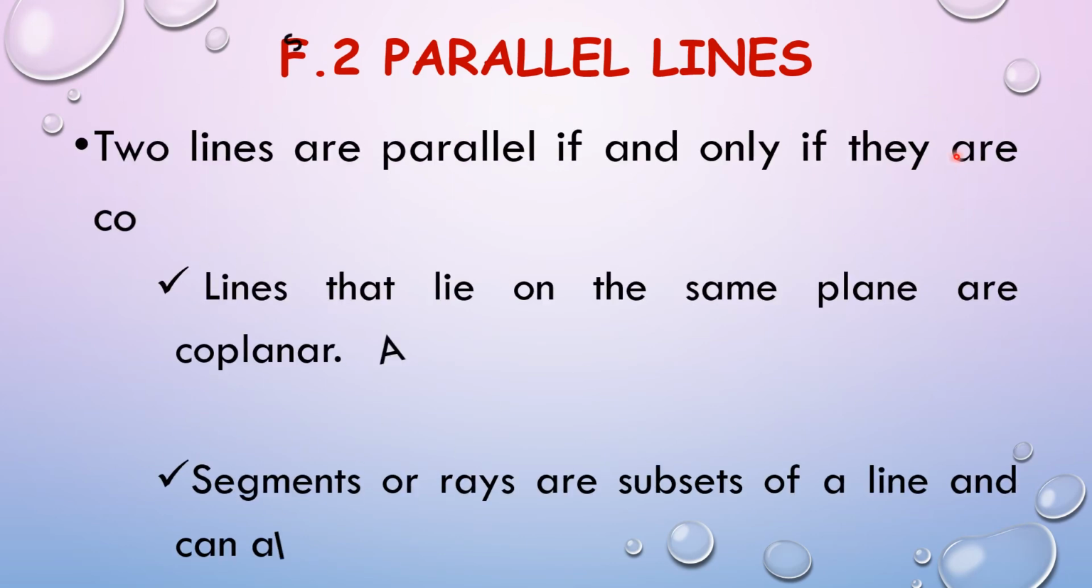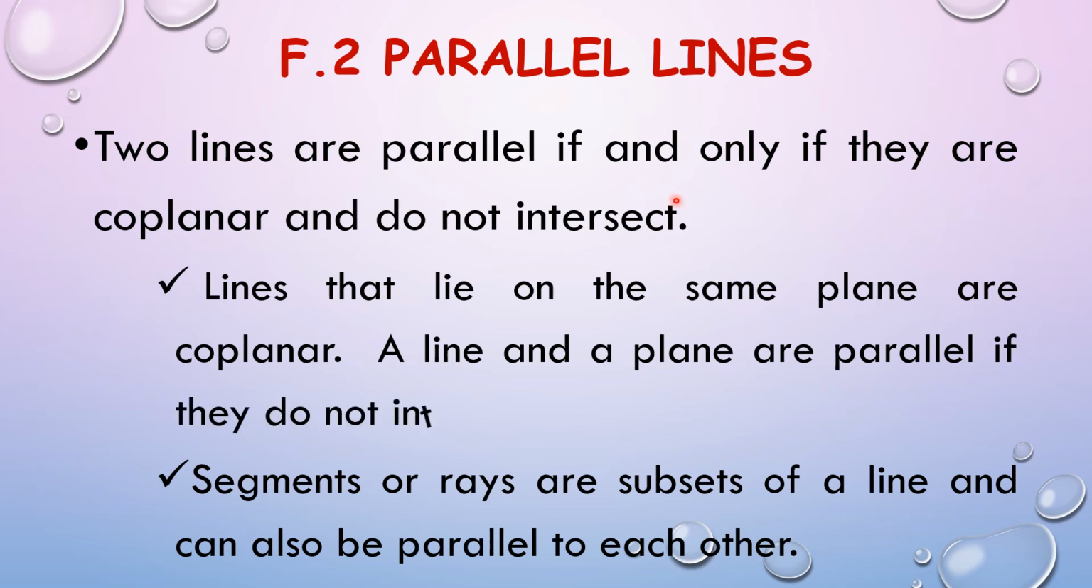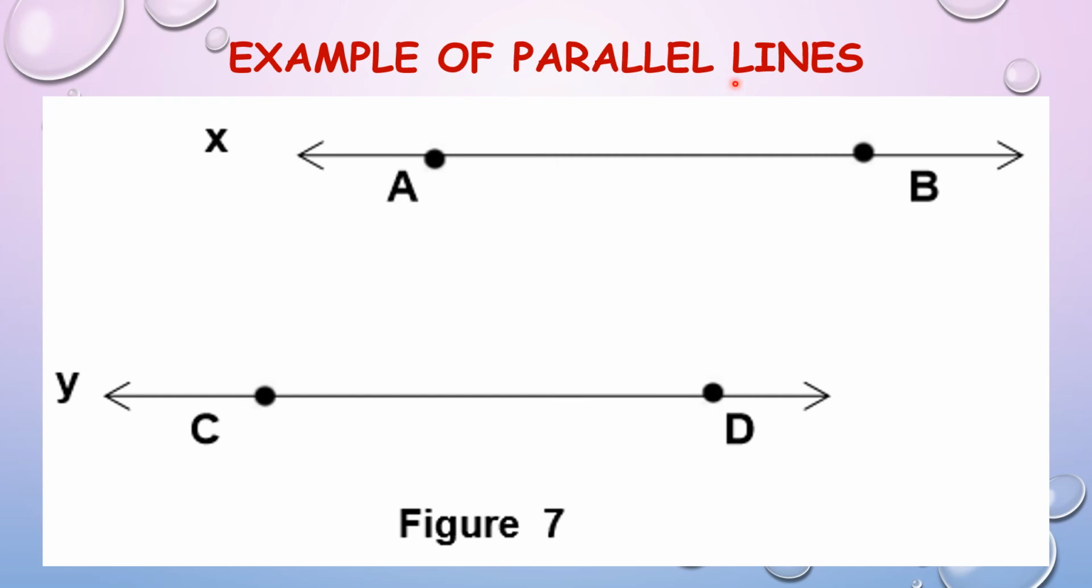Okay, let's have parallel lines. So two lines are parallel if and only if they are coplanar and do not intersect. Lines that lie on the same plane are coplanar, and a line and a plane are parallel if they do not intersect. Segments or rays are subsets of a line and can also be parallel to each other. Do you still remember what segments and rays are? You can watch our first video if you forget. Let's have an example of parallel lines.